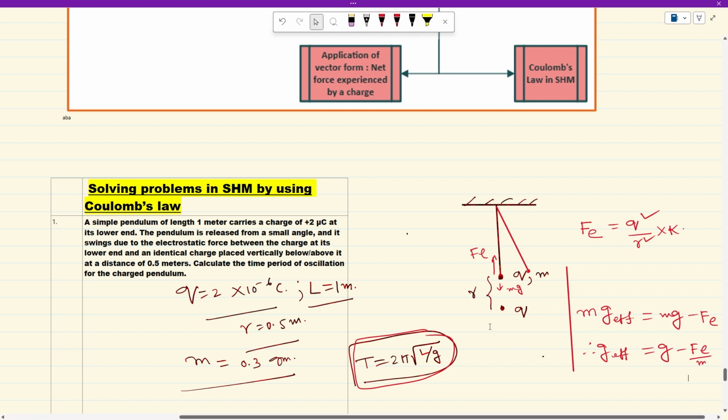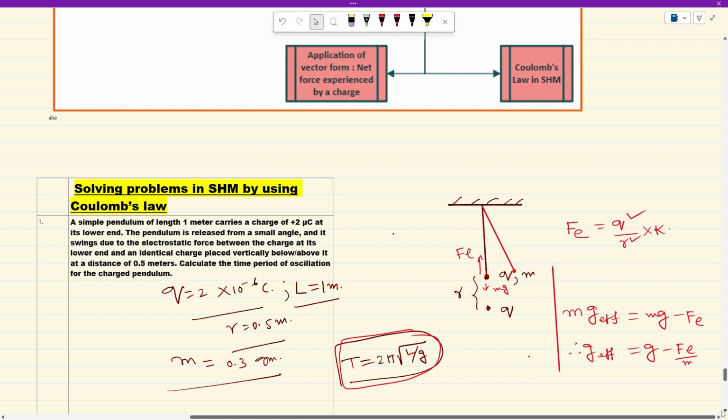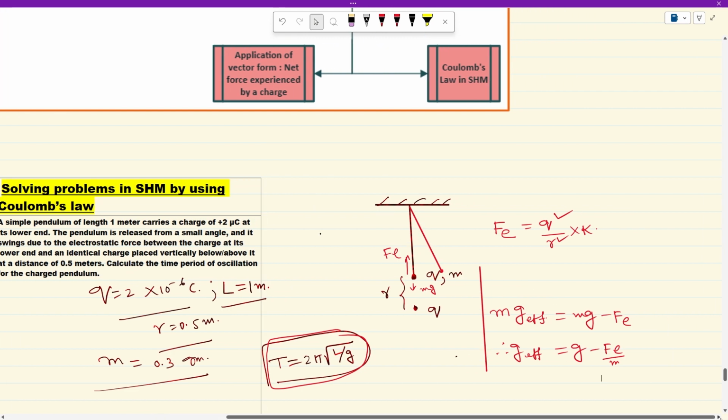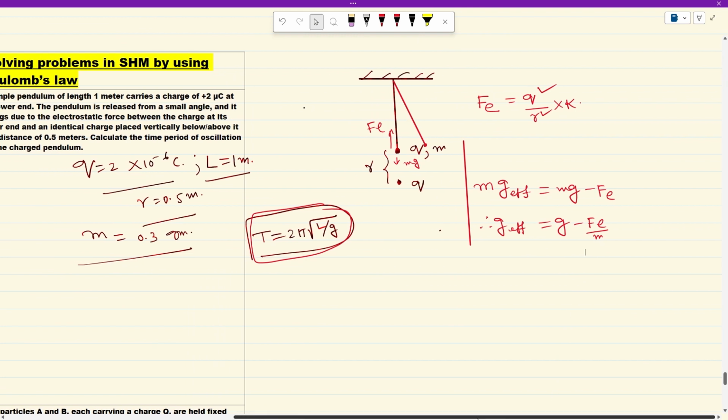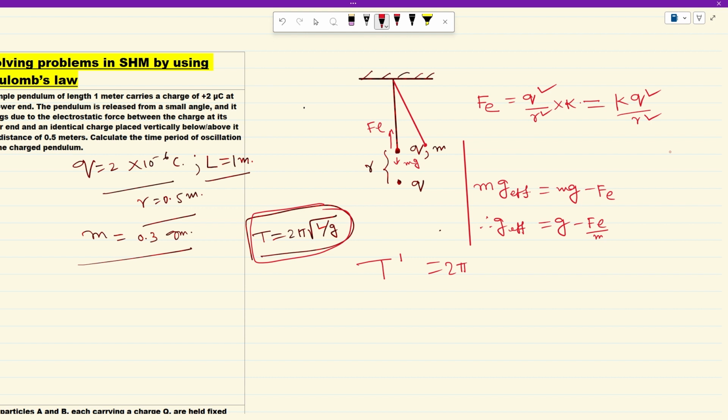Alright. So this time period formula is now going to be changed, because the effective value of g is g effective equal to g minus Fe by m. Fe, I have given you this expression here that you know very well, kq square by r square. So the time period T dash is going to be equal to 2 pi root over L by g effective. Substitute the values given over there, L by g effective, where g effective is g minus Fe by m.